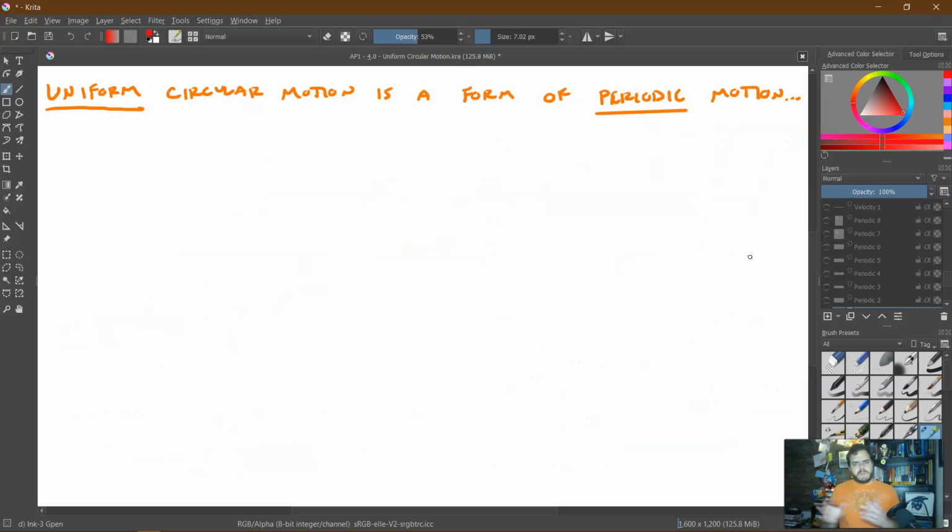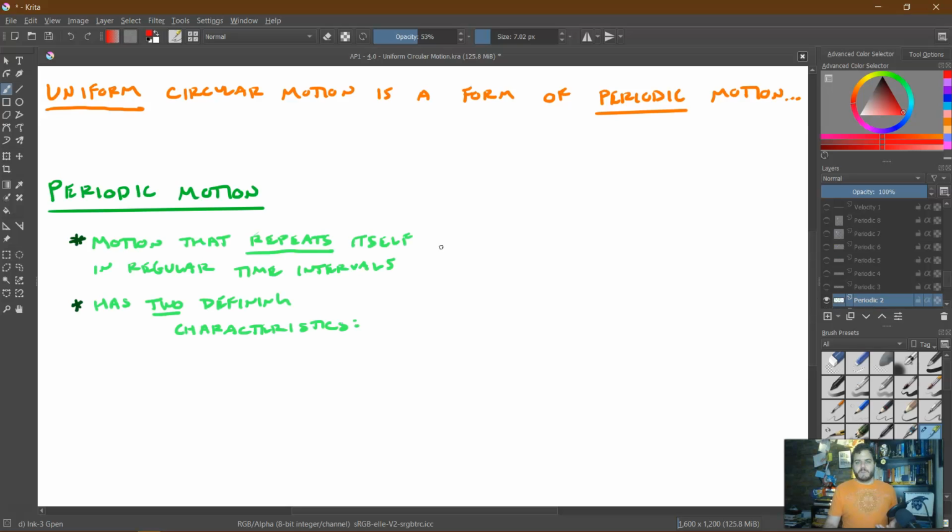We're going to take a little bit of a tangent here for a second and mention the fact that uniform circular motion is a form of something called periodic motion. Now, what is periodic motion? Well, periodic really means kind of repeating. That's motion that repeats itself in regular time intervals. It's not going to speed up, not going to slow down. It's going to go at a constant repeating rate.